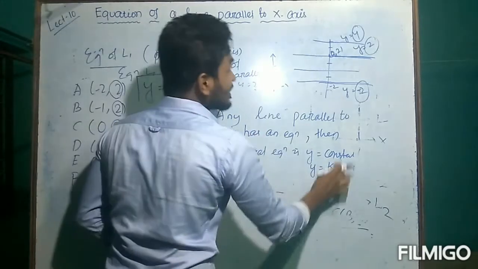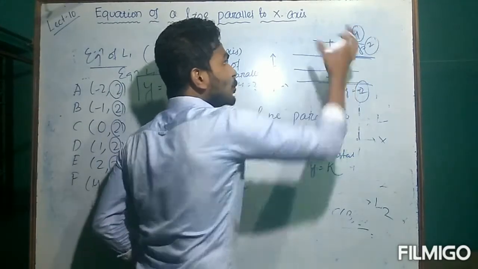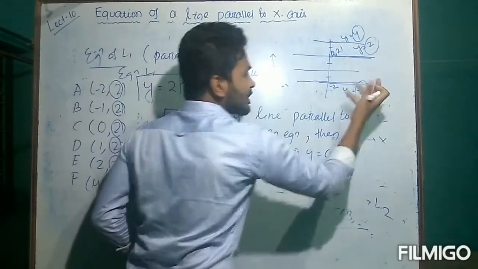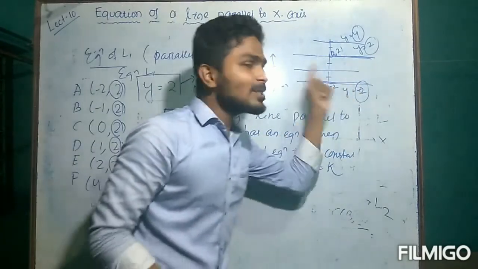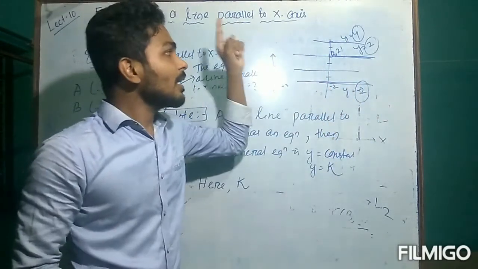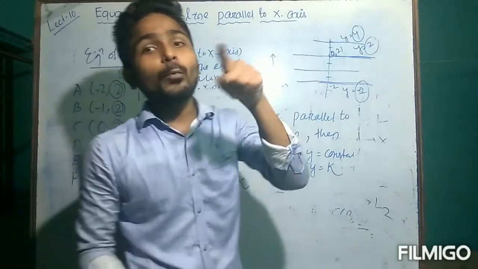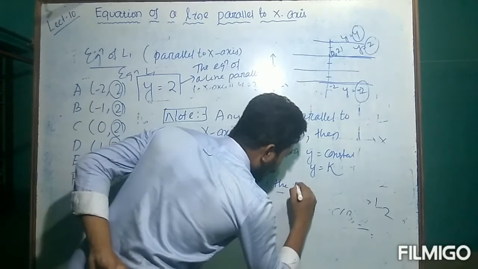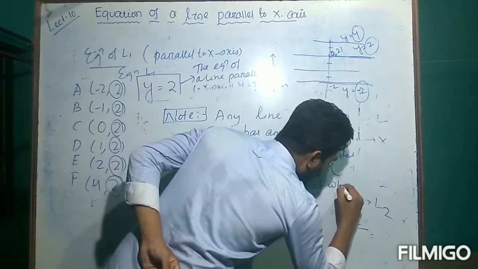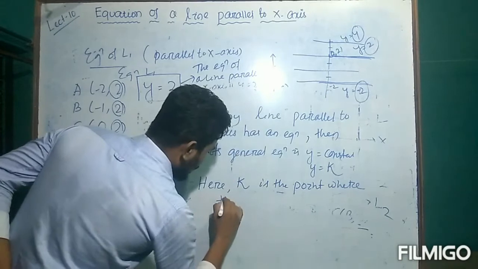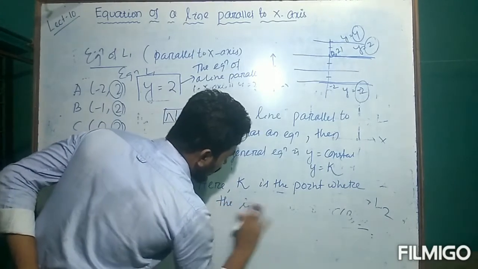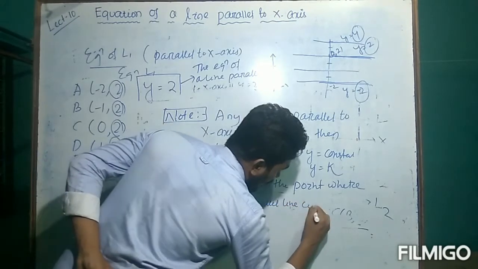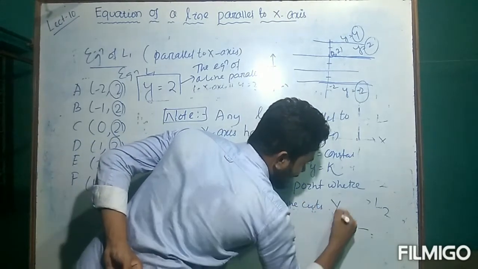Here k. What is k? K means for this line k is 4. For this line k is 2. For this line k is -2. So what is k? K is the point where the line, or you can say the parallel line, cuts the y-axis.